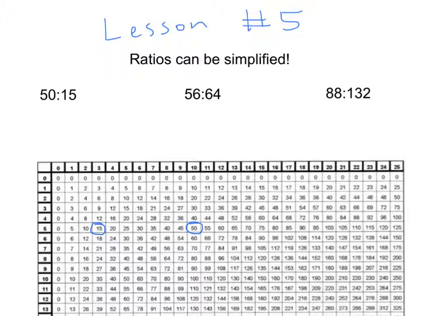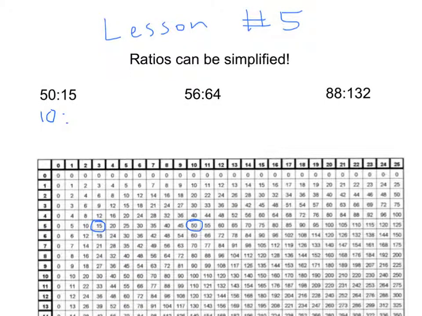So I know that the number 50, 5 goes into 50 10 times because 50 divided by 5 equals 10. So I can go ahead and write the number 10. And I know that the number 5 goes into the number 15 3 times. How? Because 15 divided by 5 equals 3. So you should have got 10 to 3.